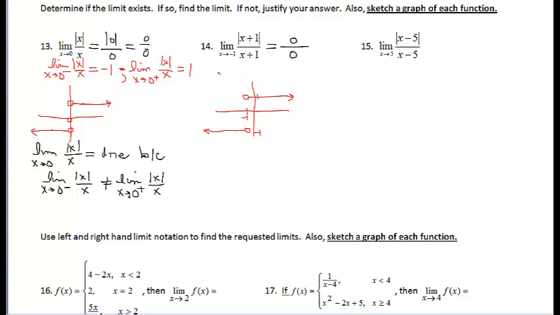Okay, we have to evaluate limits from the left and the right. As I approach negative 1 from the left, my y values are negative 1. I'm going to put a semicolon here. Okay, let's look at the right hand limit.